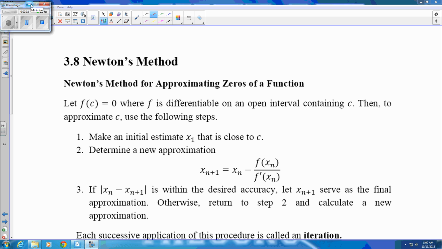The last section we're doing today is section 3.8. That's the last section in chapter 3. This is on Newton's method. This is something that people did before there were graphing calculators to find zeros of a function. They did something called Newton's method.